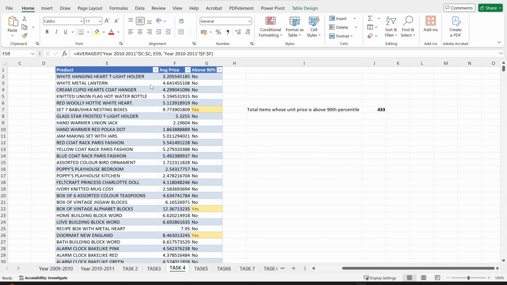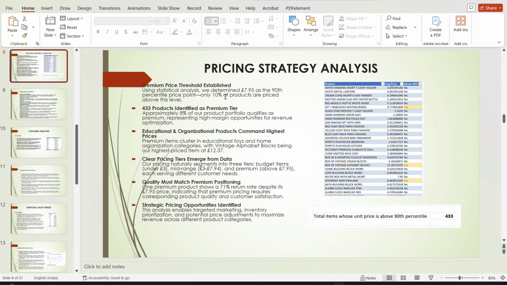So this pricing analysis revealed that only 8% of the products are premium items priced above 7.95 euro using percentile. I established this threshold and flagged 433 premium products. From the pricing strategy analysis, we get the premium price threshold established, 433 products identified as premium. Tiers emerge: educational and organizational products command the highest prices, clear pricing tiers emerge from data, and quality must match premium positioning.